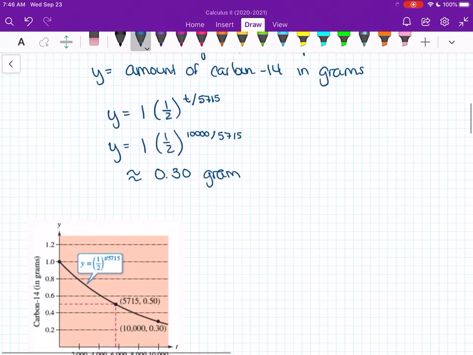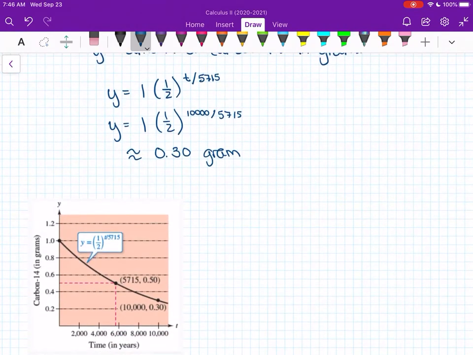And then here's a good old graph to model this. I see that my initial value is 1 gram. And then after 5,715 years, I get half a gram. And then after that 10,000 years, I get that 3/10 of a gram.